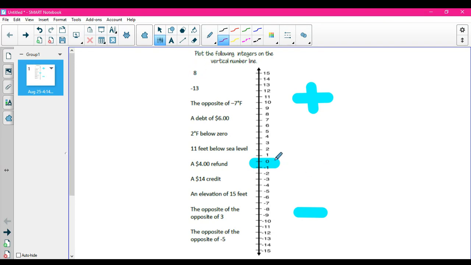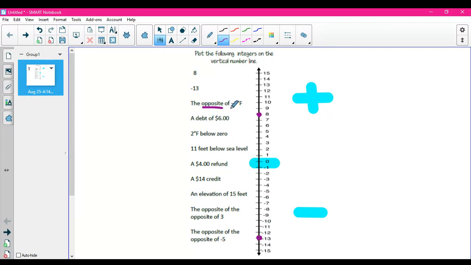Since 8 is positive, I know 8 is located above 0. So I find 8 and I plot the point on the number line. The next integer is negative 13. Negative 13 is negative, so it's going to be located below 0 on the number line. So I find negative 13 and plot the point.